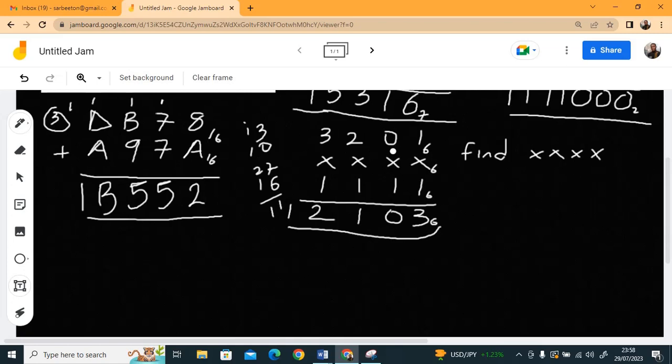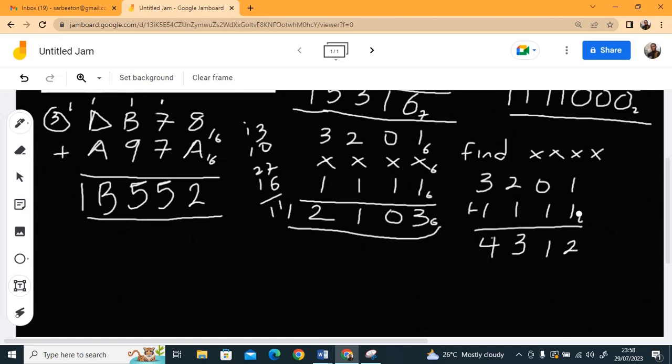Now you have 3, 2, 0, 1 in base 6, and 1, 1, 1, 1. So let's add them up. In base 6, 1 plus 1 is 2. Then you have here 1, here 3, and here 4. So the addition of this number here, you are going to deduct it from this number here, because the addition of all these things gave you the answer to this.